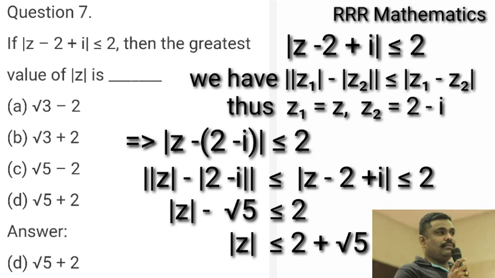So in this case, the greatest value of mod z is root 5 plus 2. Got it?